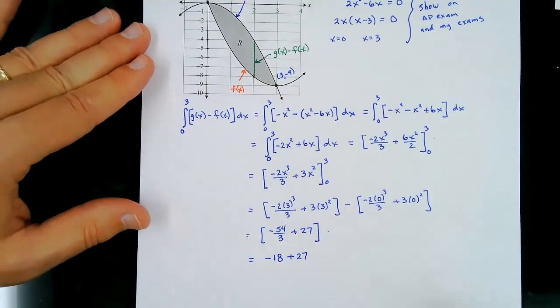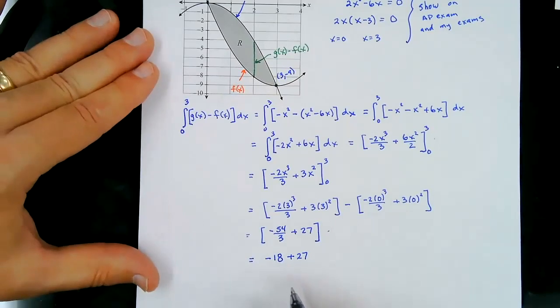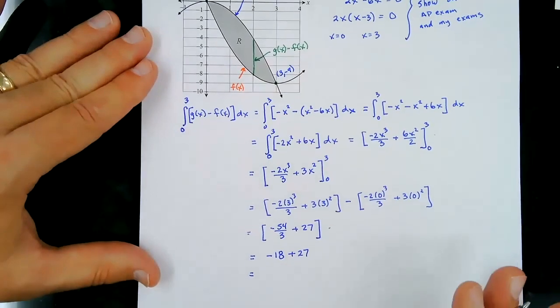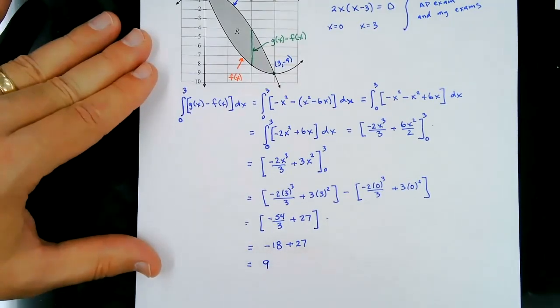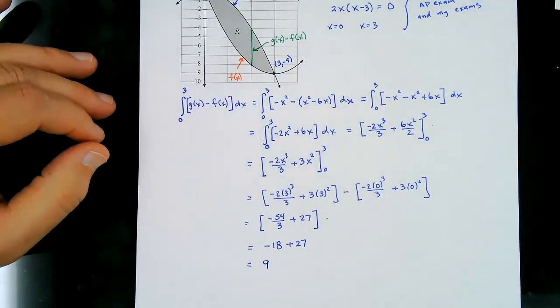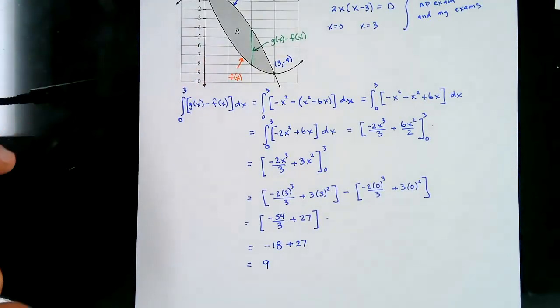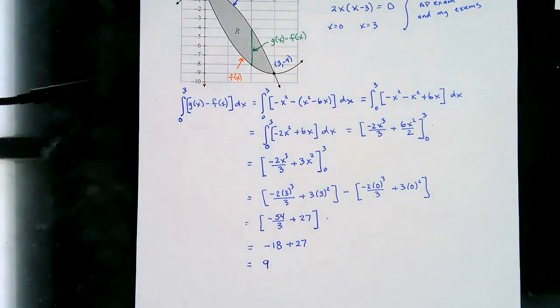And then we can just combine these. And so we have more positive than negative, right? Our answer should come out to be positive, okay? And so we have 7 and 2, so that's going to be 9, okay? And so the area of that region is going to be 9, all right?